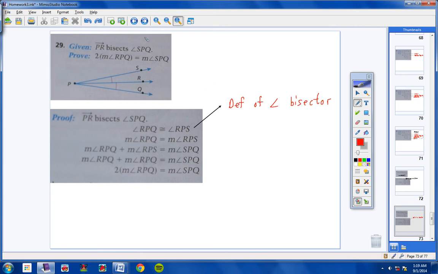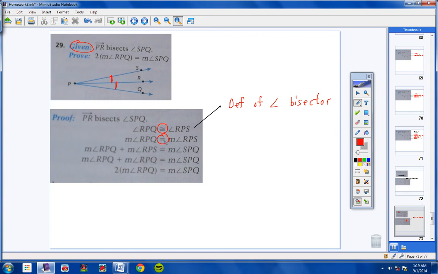Look, students, you are given that PR bisects this angle. You know that. It's given to you. So if you know that, the next thing you can state is this angle right here is congruent to this angle here by the definition of angle bisector. Now that you've stated two angles are congruent, can you then not state that they're equal? Sure you can. I mean, if two angles are congruent, they're definitely equal.